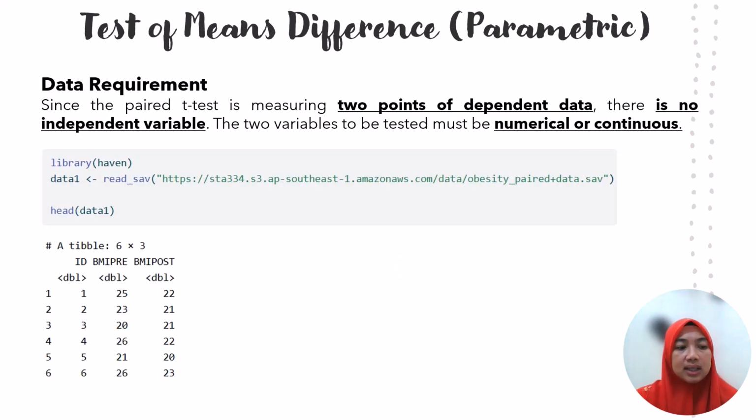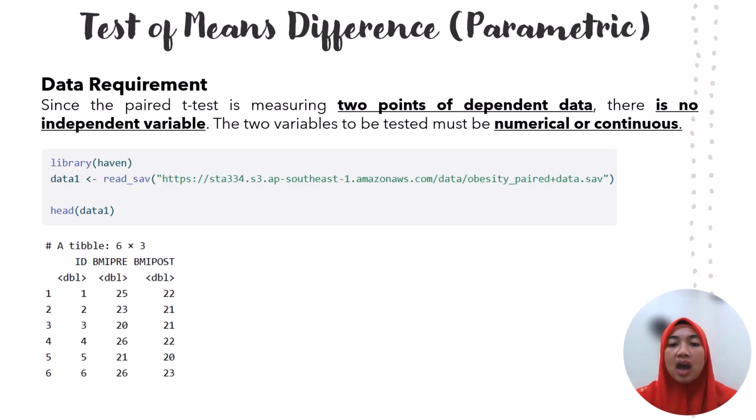So here is a data requirement. Since the paired t-test is measuring two points of dependent data, there is no independent variable. So you need to remember that when we apply the paired sample test, we are just measuring two points of dependent data. There is no independent variable in the paired sample test. The two variables to be tested must be numerical or continuous only.